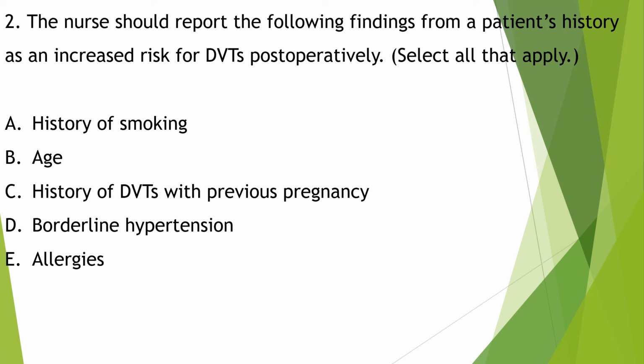You need to know that history of smoking causes vasoconstriction in a patient that can lead to deep vein thrombosis. In vasoconstriction, the vessel size decreases, which leads to platelet and RBC clumping and leads to deep vein thrombosis. So, history of smoking is an increased risk for deep vein thrombosis.